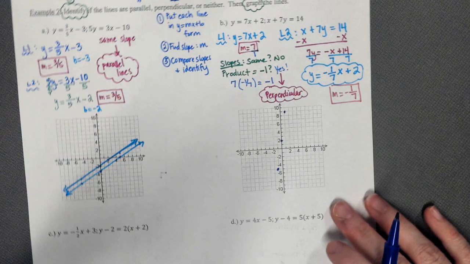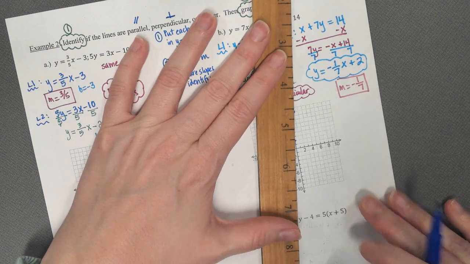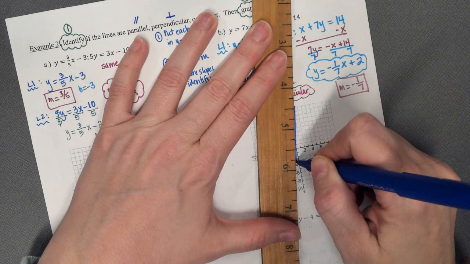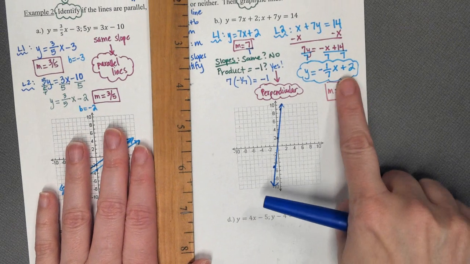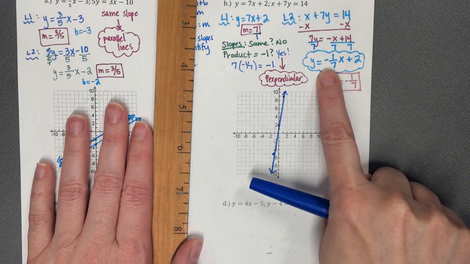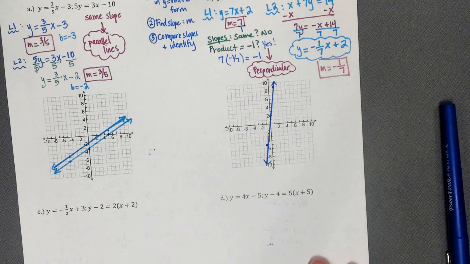I will pass those out to you so that you have them. Okay? And then the next one, I want you to graph this one. So you're going to start at 2, and negative 1 over 7, and then we're going to check that.